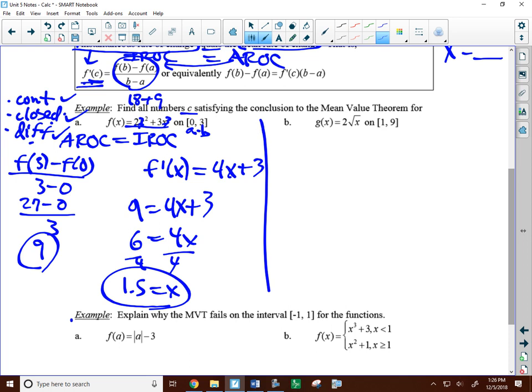Let's do part B then. Let's look at the conditions again first. I'm going to write closed first this time. It is very important. If these conditions are not met, you cannot do the MVT. I went closed interval.